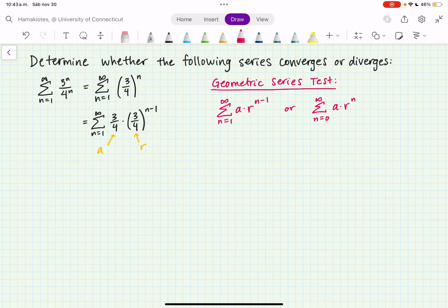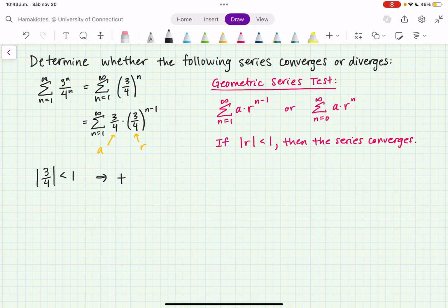Now, let's recall what the geometric series test tells us. If I have a series like this, then if the absolute value of r is less than 1, then the series converges. So in our case, r is 3/4, so the absolute value of r is definitely less than 1. Therefore, we get that the series converges.